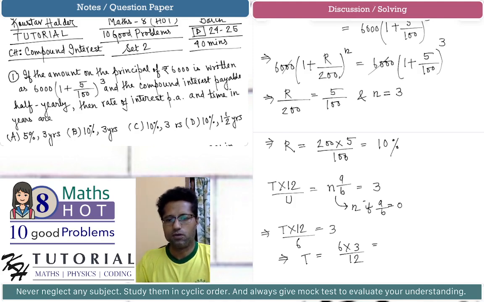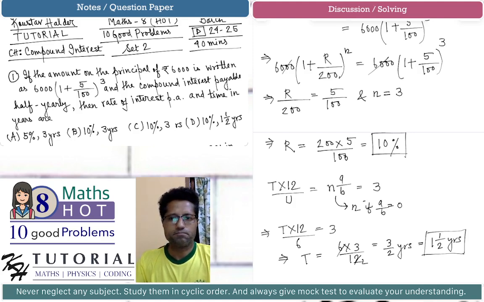So this is equal to 3 by 2 years, which is equal to 1.5 years. So the time is 1.5 years and the rate percent per annum is 10% per annum. So the answer is choice D.